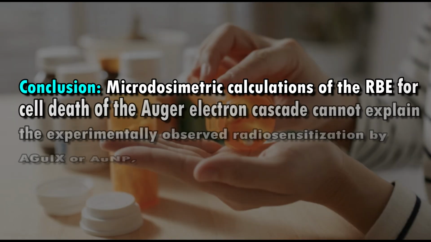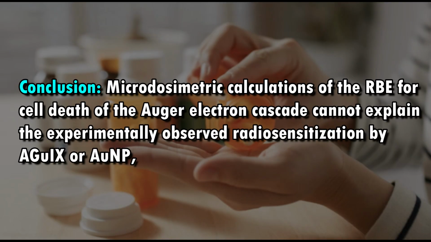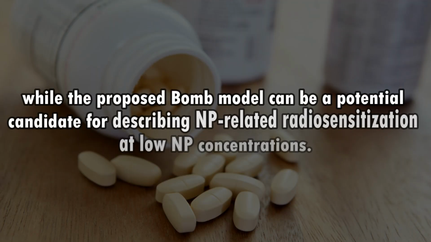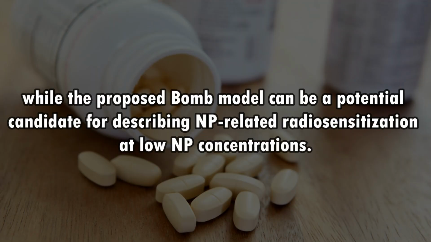Conclusion: microdosimetric calculations of the RBE for cell death of the Auger electron cascade cannot explain the experimentally observed radiosensitization by AGuIX or ONS, while the proposed bomb model can be a potential candidate for describing NP-related radiosensitization at low NP concentrations.